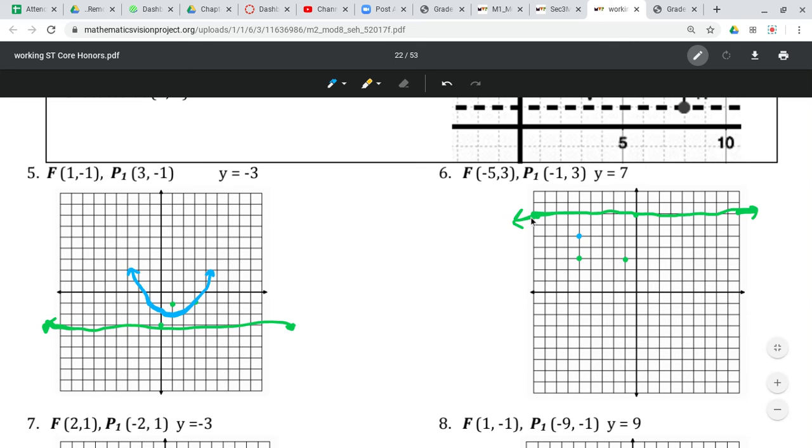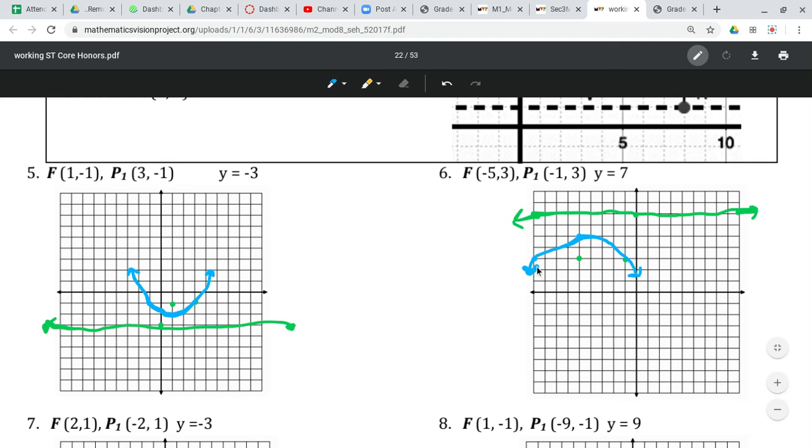Now, the point, -1, 3, is also 4 from the directrix. So our other point is going to be 4 from the directrix. And it's 1, 2, 3, 4. So we're going to go over 1, 2, 3, 4. So here is our parabola. Sorry, it's not the greatest parabola. But that's approximately what our parabola should look like.